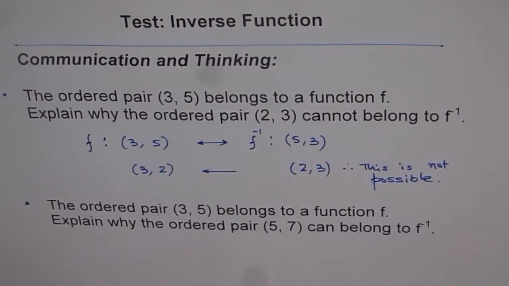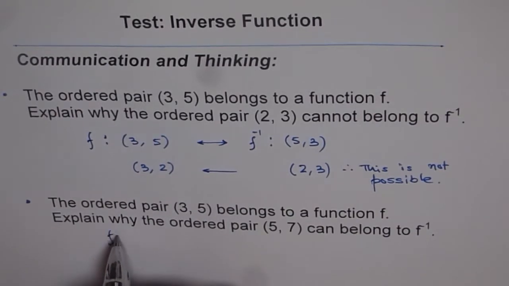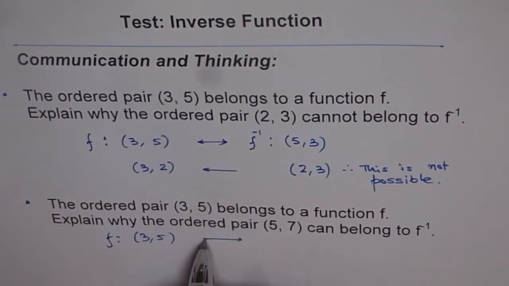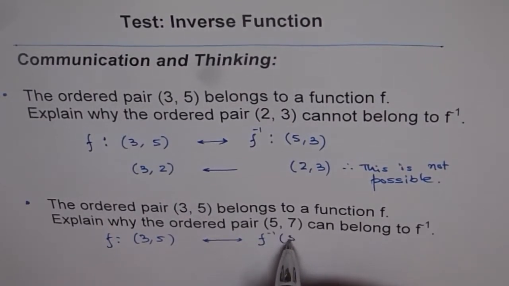Now let's look into the next scenario. The other one is, the ordered pair (3, 5) belongs to the function. So its first statement is the same, right? So (3, 5) belongs to the function, and therefore the image on the inverse of the function will be (5, 3). That's okay.